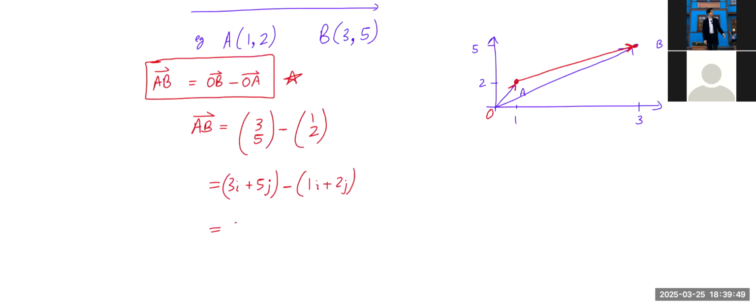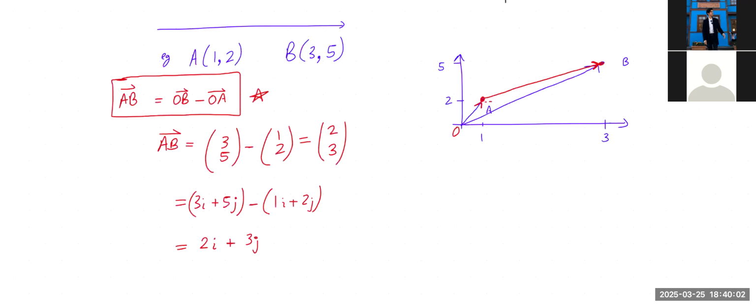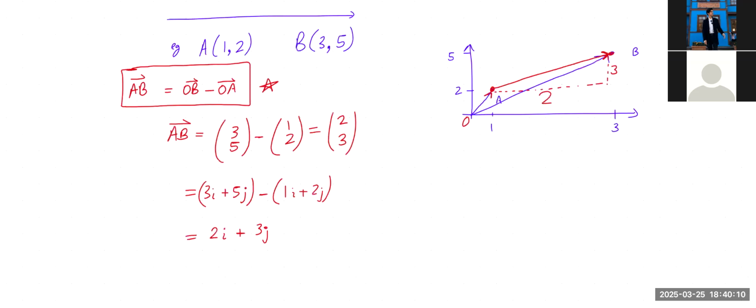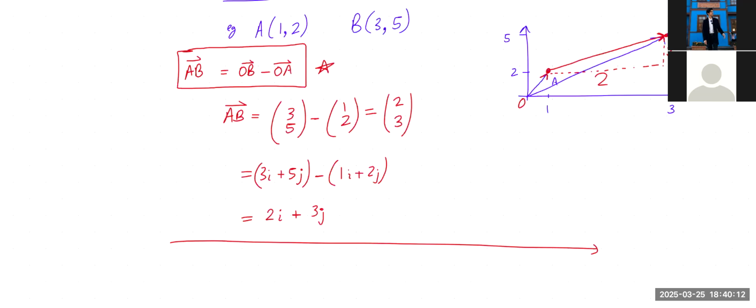is 2, and 5 minus 2 is 3. So this is your vector. Similarly here, 3 minus 1 is 2, 5 minus 2 is 3. So this is the vector you end up with. Okay? Which means that this vector has an x length of 2 and a y length of 3. So this makes sense, how you can use position vectors to find new vectors connecting any two points.